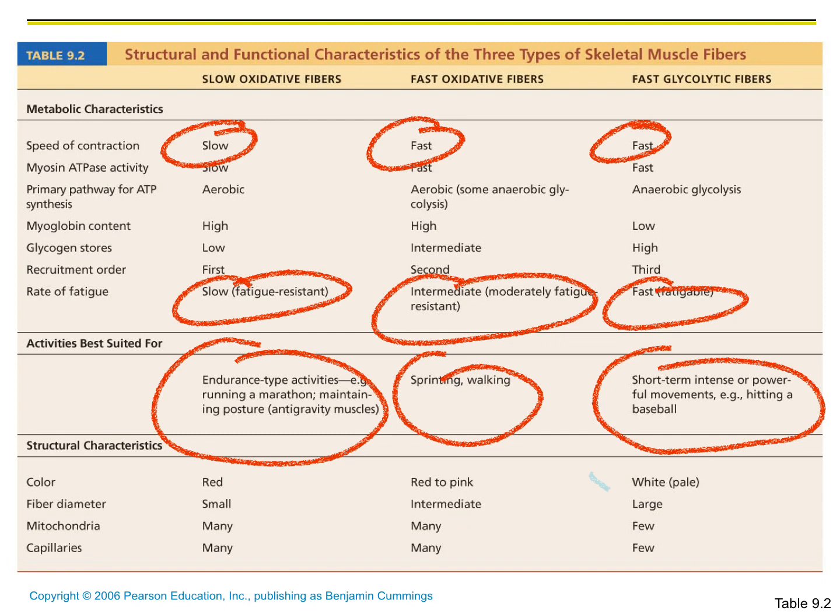The types of activities we use slow twitch fibers for are going to be things like running a marathon and postural muscles. Fast oxidative fibers are going to be things like sprinting and walking, and fast glycolytic would be explosive movements like hitting a baseball or doing a weightlifting snatch or jerk or something like that. So those are 3 different fiber types and some differences between them.